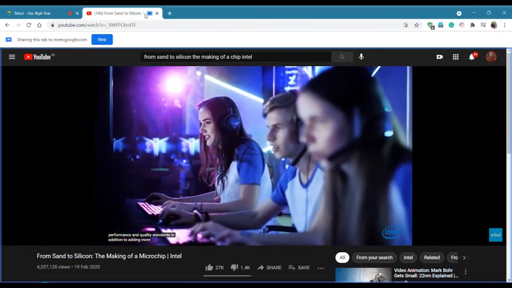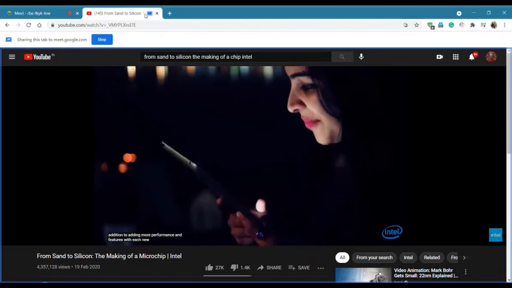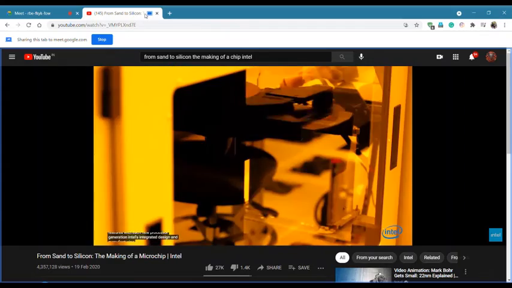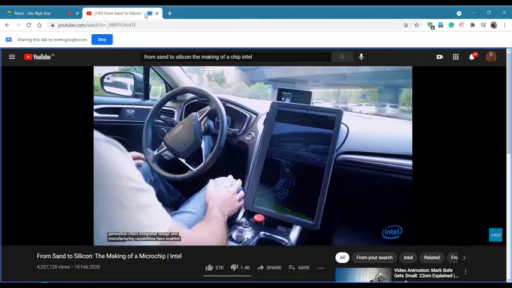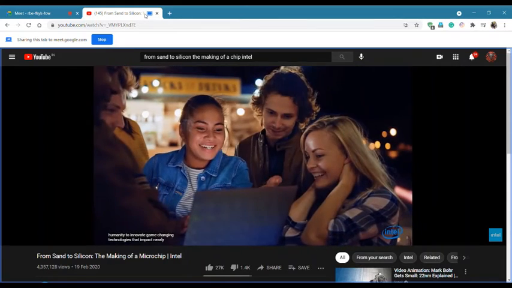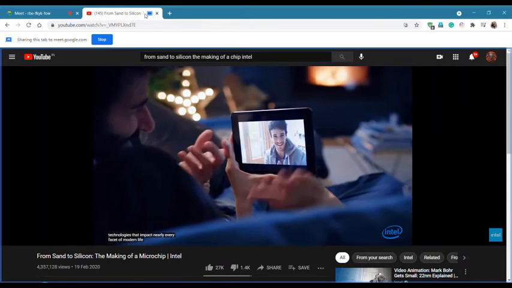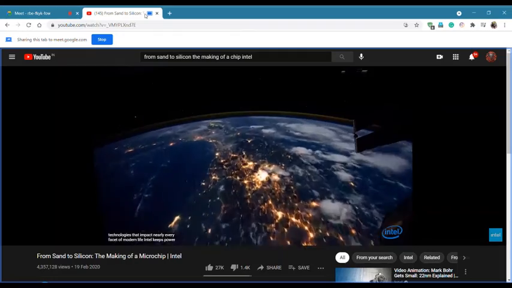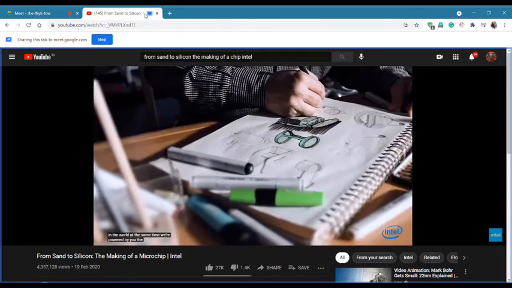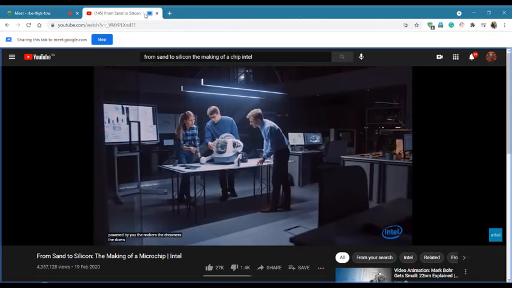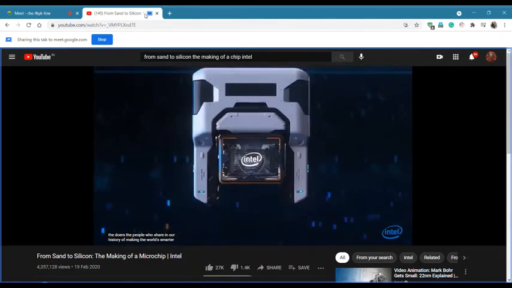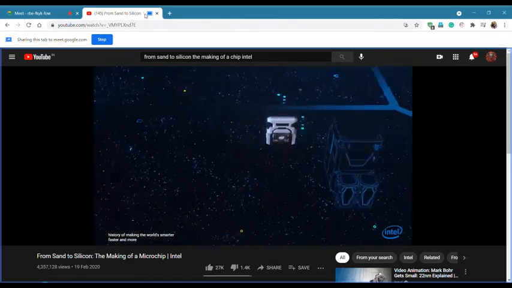In addition to adding more performance and features with each new processor generation, Intel's integrated design and manufacturing capabilities have enabled humanity to innovate game-changing technologies that impact nearly every facet of modern life. Intel keeps powering the world. At the same time, we're powered by you, the makers, the dreamers, the doers, the people who share in our history of making the world smarter, faster, and more connected.